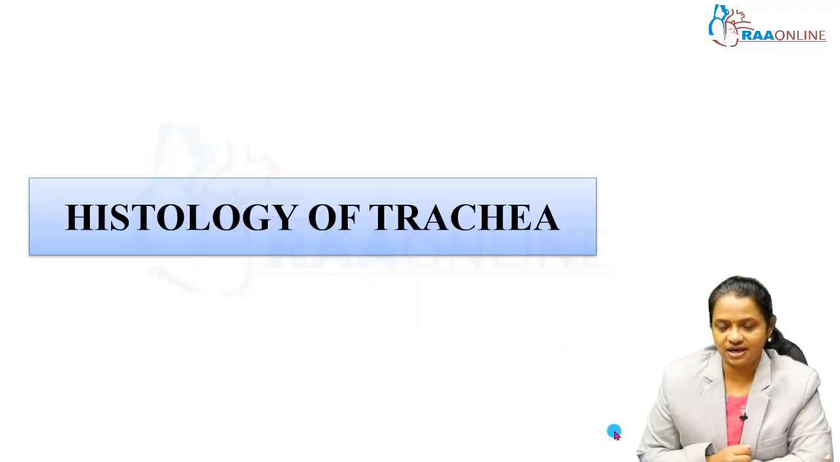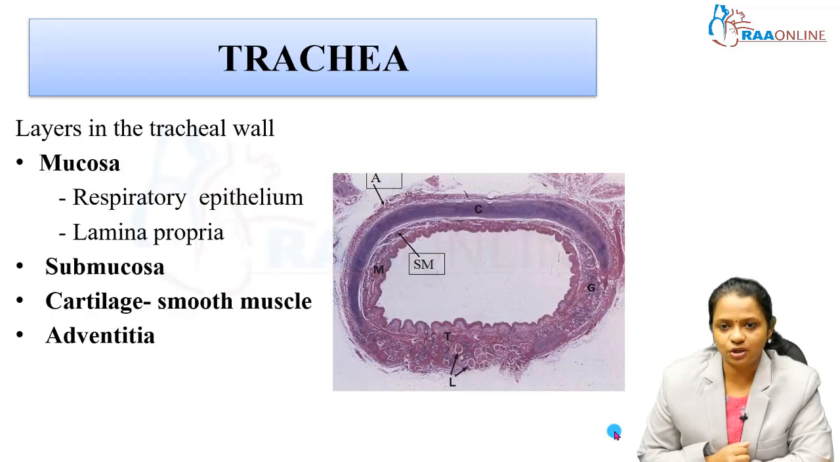Histology of trachea. Trachea is a conducting airway. It's a firm tube which conducts air and also clears the air of suspended particles. The trachea wall is made up of layers: mucosa, submucosa, cartilage, smooth muscle layer, and adventitia.